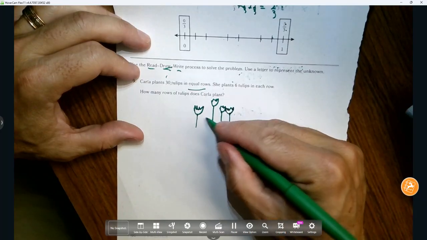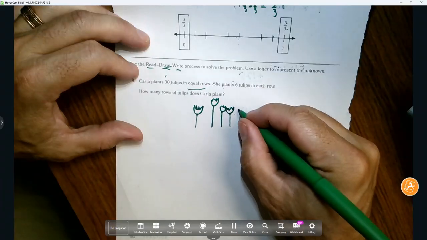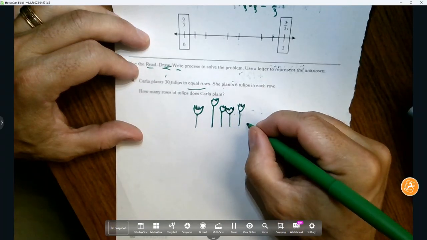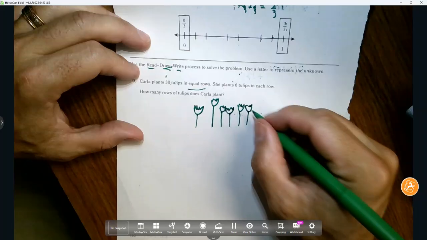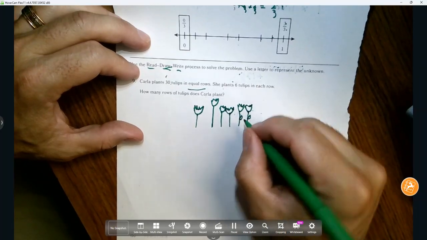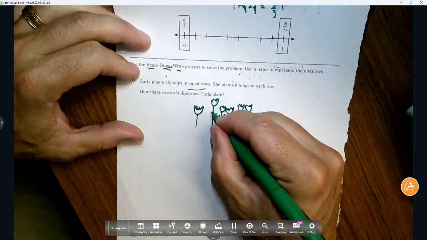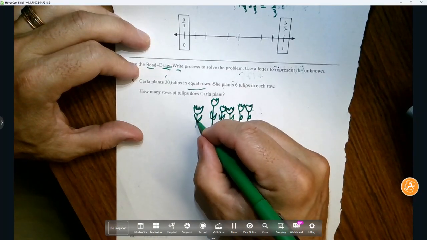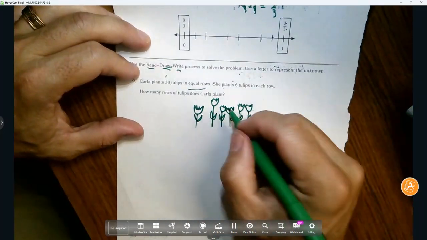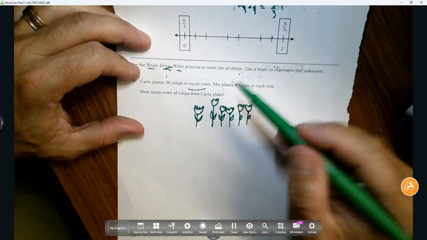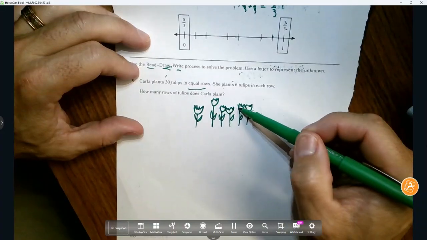All right. 1, 2, 3, 4, 5, 6. All right. Okay, I'm going to throw a little leaf on there just to be a little fancier. Because we're just worried about the tulips, not the leaves. But you know what? I thought they need leaves. Just be happy I'm not drawing faces on those like I normally do. All right. So that's 6. 1, 2, 3, 4, 5, 6.